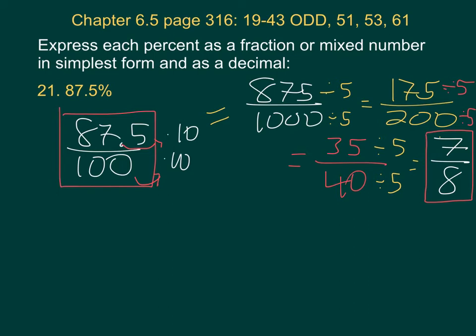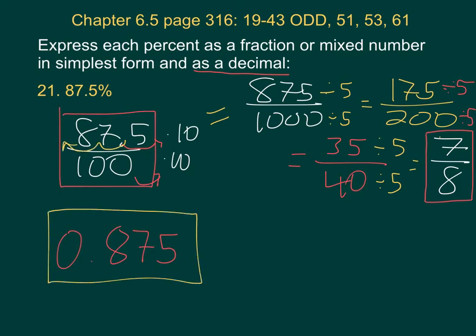What about that second part of our problem where we have to write it as a decimal? Well, we just do it the same way we did before. We divide 87.5 by 100 and we get 0.875. Or another way of thinking about it is we take our decimal point and just move it over 2. And again, we get 0.875.